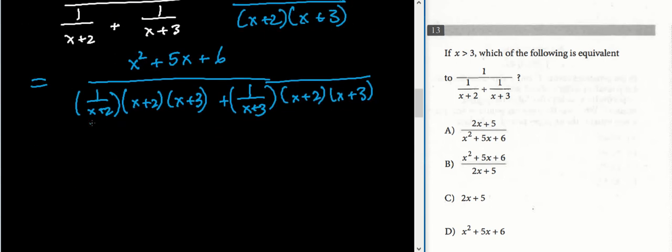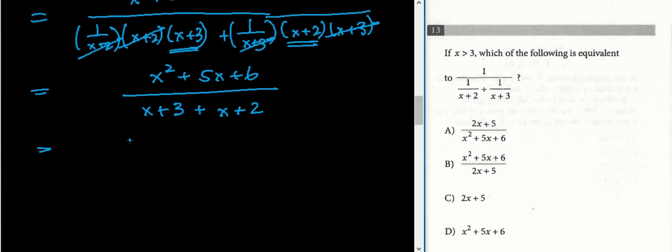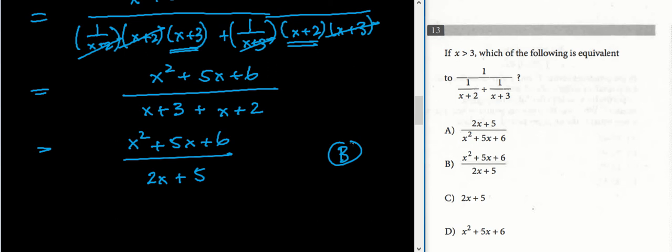So we'll look at this first term right here. This x plus 2 is going to cancel with this x plus 2, and we'll be left with x plus 3. And in the second term, x plus 3 is going to cancel with x plus 3, and we'll be left with x plus 2. So I'll just write that again. We're going to be left with x plus 3 here, and x plus 2 here. Now if we simplify one more time, our numerator stays the same, and our denominator becomes 2x plus 5. So in this case, our answer choice is B.